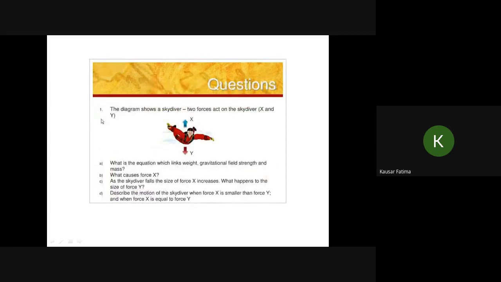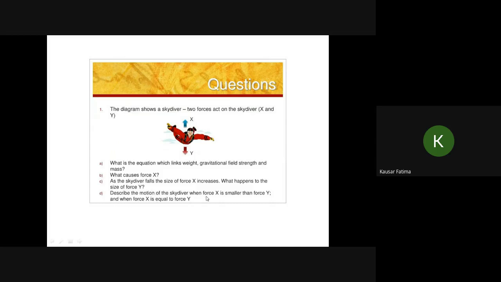Now there are a few questions. Here a skydiver is shown. What is the equation which links weight, gravitational field strength and mass? You have to answer the question. What causes the force X? And as the skydiver falls, the size of force X increases. What happens to the force Y? Whether it decreases, increases, or remains the same. You have to answer this question.